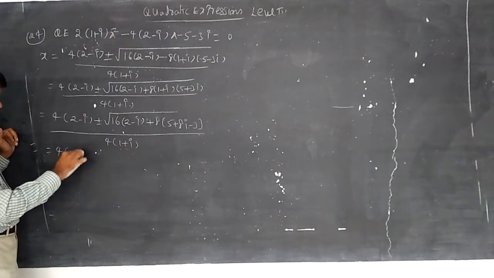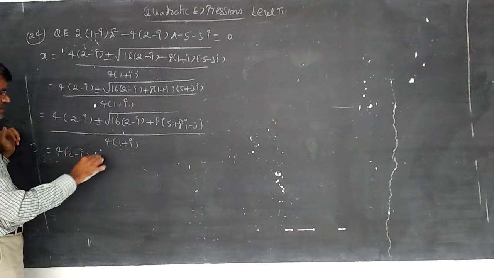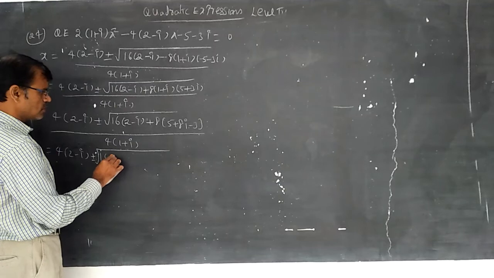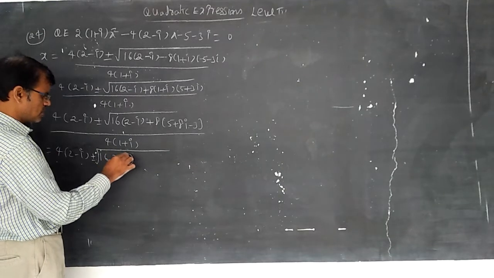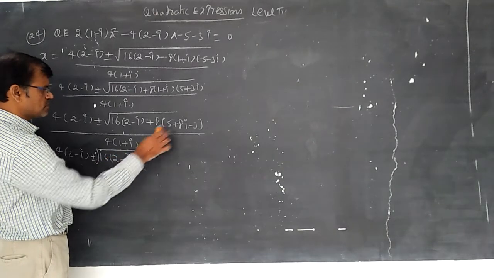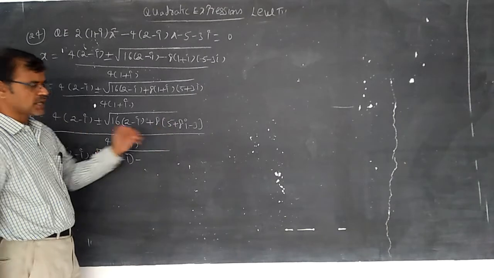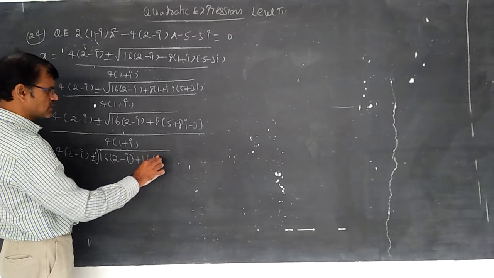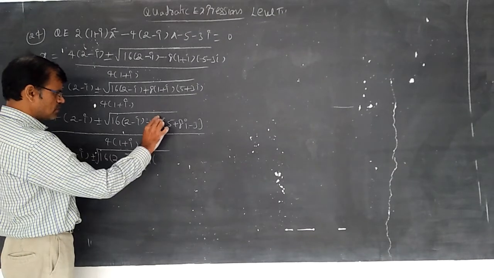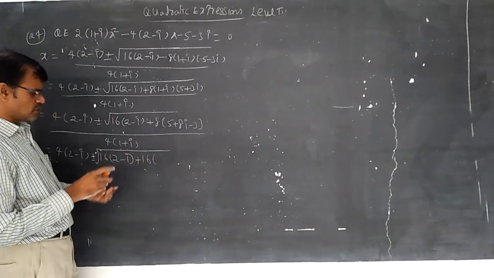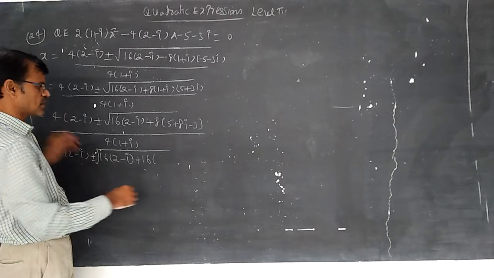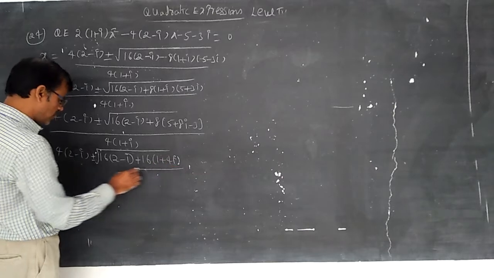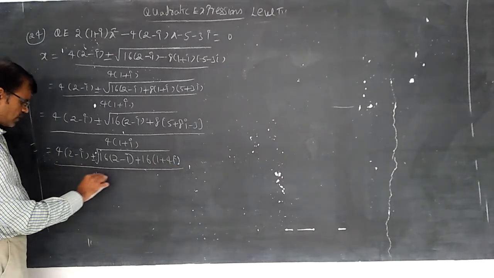That is equal to 4 into 2 minus i plus or minus root of 16 into 2 minus i plus 2 plus 8i. Whenever you take 2 as common, 8 to the 16, this is 8. 2 plus 8i, 2 we have taken common, then you can write 1 plus 4i, whole by 4 into 1 plus i.